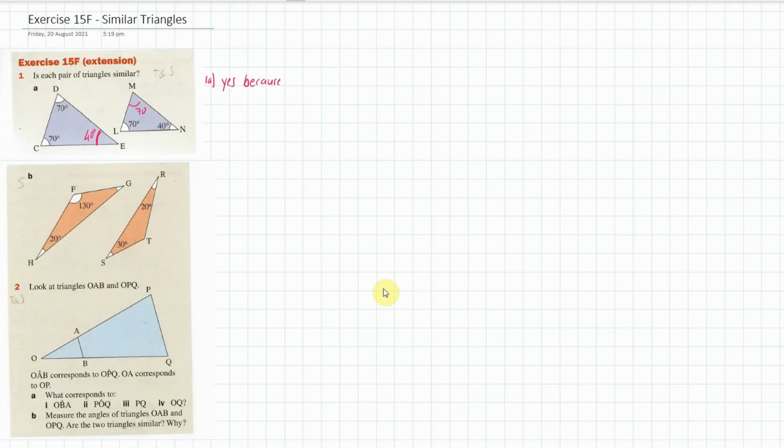because there are 3 equal angles. Okay, so that's good. Now let's move on to B.